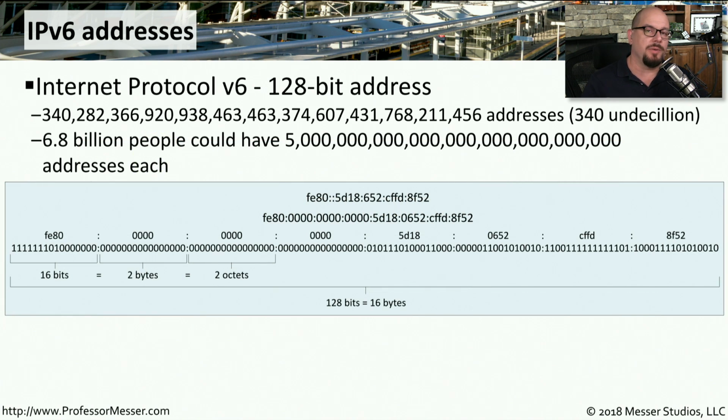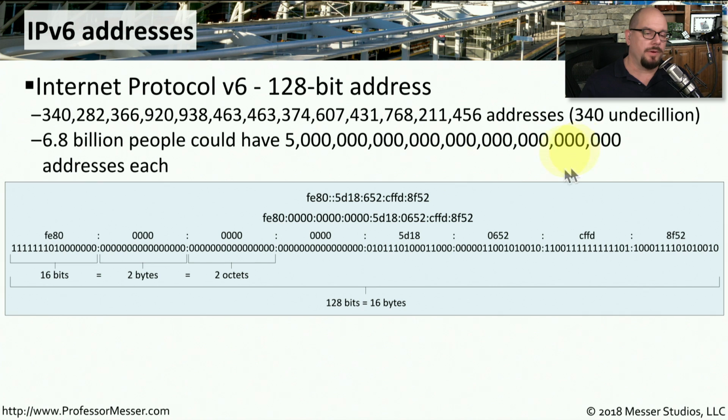IPv6 addresses are much bigger than the 32-bit addresses from IPv4. IPv6 addresses are 128 bits, which means we can have a very large number of available addresses with IPv6. Of the 6.8 billion people on Earth, we could begin assigning IPv6 addresses, and each person could have this many IPv6 addresses for each individual.